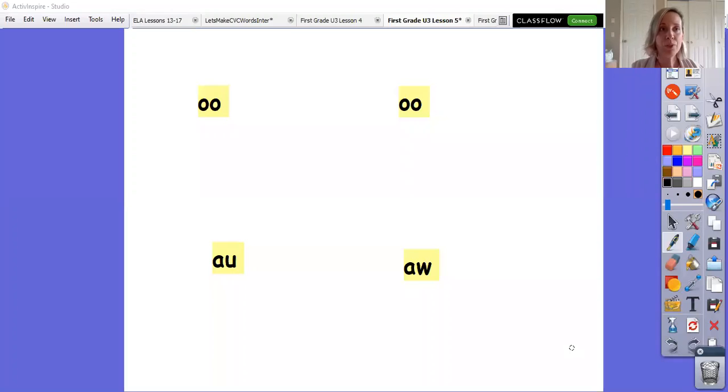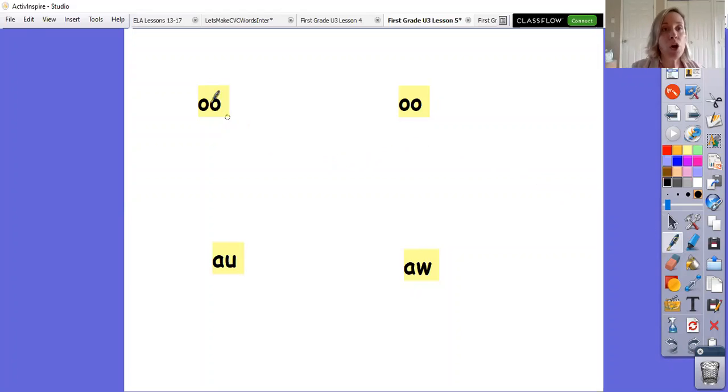So what I'm going to do now is share my screen so you can see what I'm looking at. Let's see if I can figure out how to do that. There we go. The first thing we're going to look at. Okay, so hopefully you guys can see what I'm looking at right now. We're going to look at 4 different sounds.